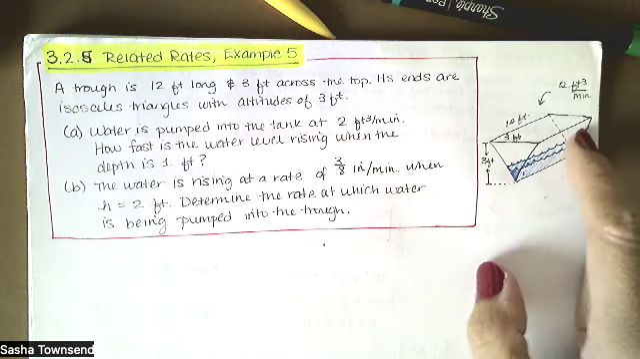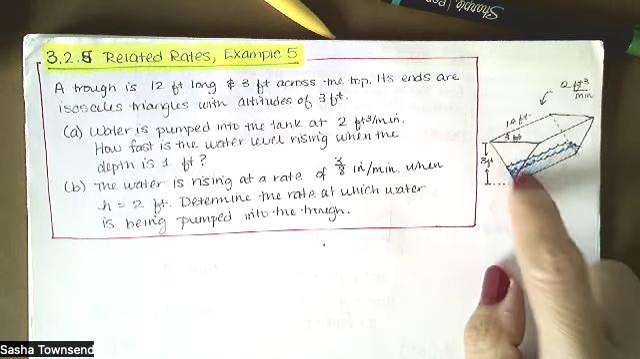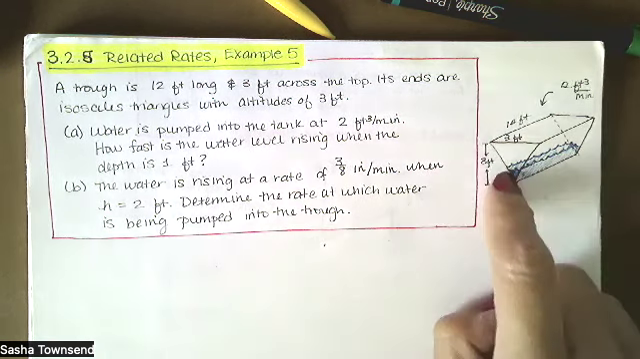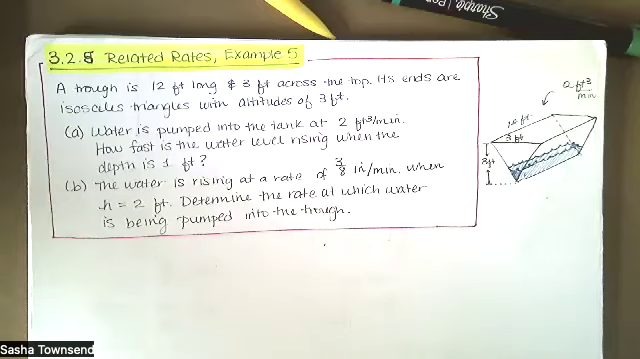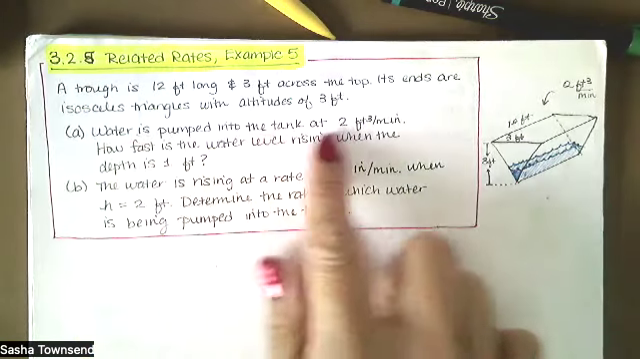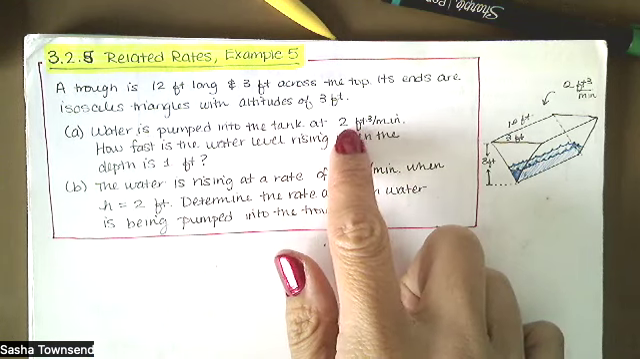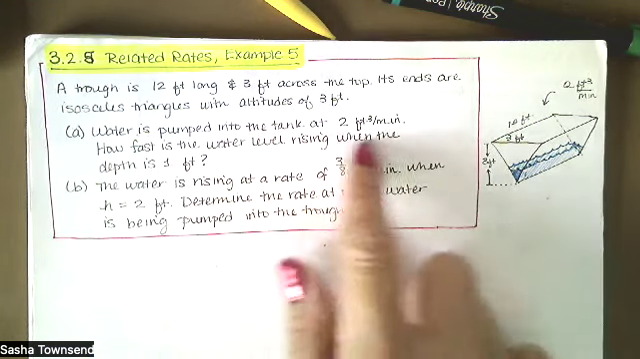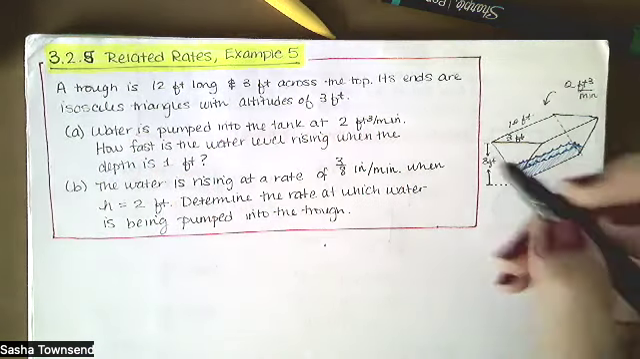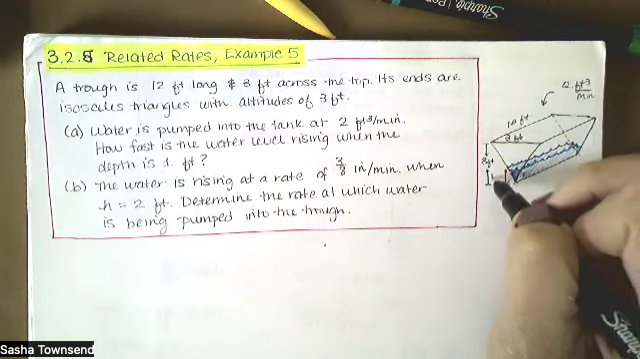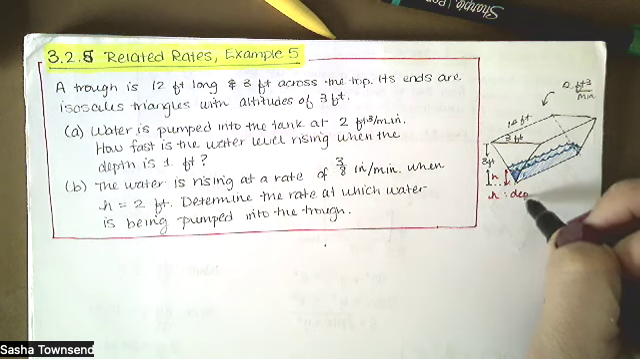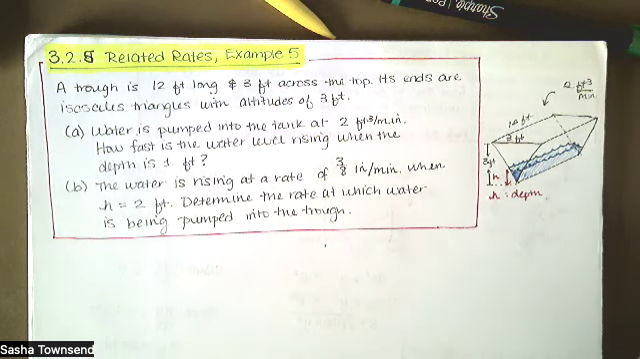The ends are isosceles triangles with altitudes of 3 feet. So it's 3 feet here and then 3 feet here. The water is pumped into the tank at a rate of 2 cubic feet per minute. How fast is the water level rising when the depth is 1 foot? And the depth is being represented by h. That's from the diagram in the text. h is the depth or height of the water level in feet.